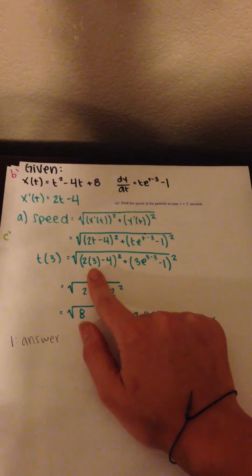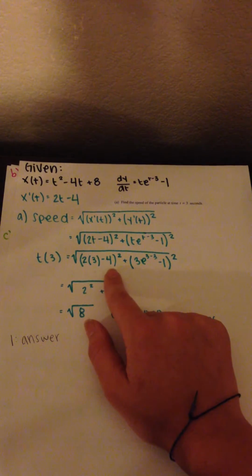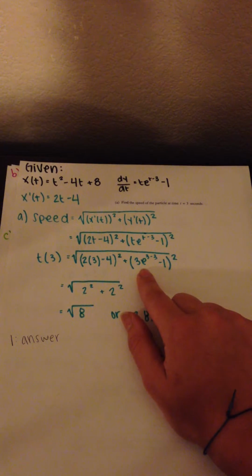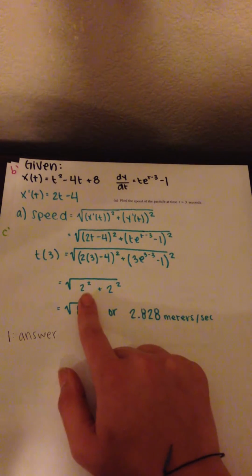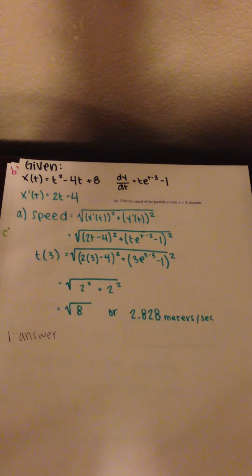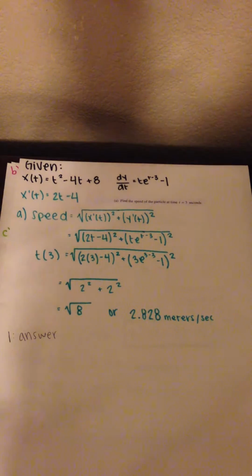So we get 2 times 3, which is 6, minus 4, which is 2, and 3 minus 3 is 0, and e to the 0 is 1, so 3 times 1 is 3, minus 1 is 2. The square root of 2 squared plus 2 squared is the square root of 8. Put it into a calculator and you get 2.828 meters per second, and you get 1 point for having the right answer.